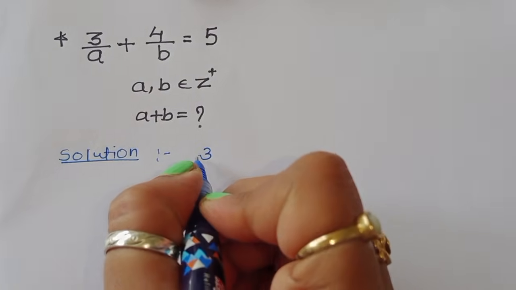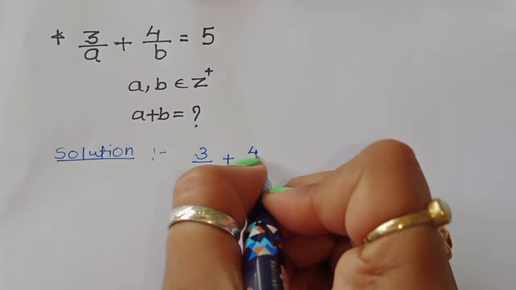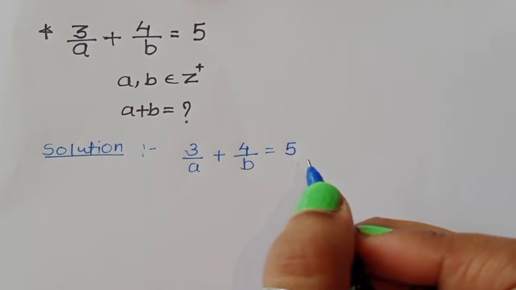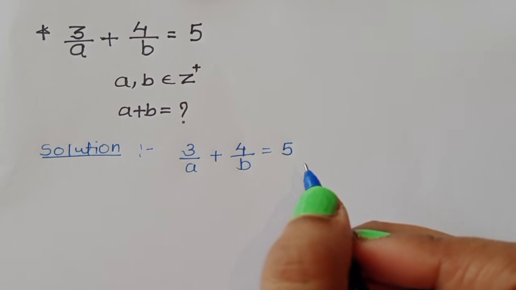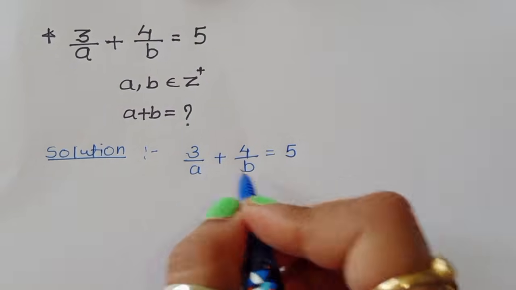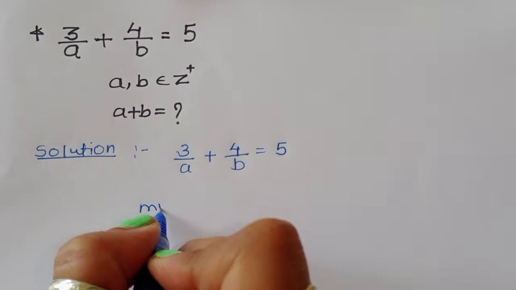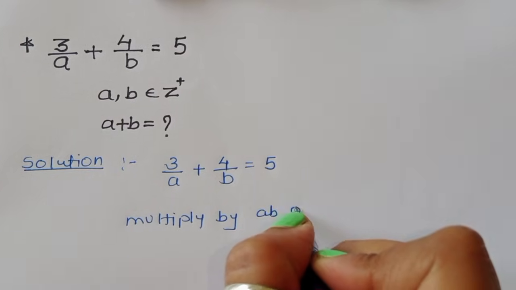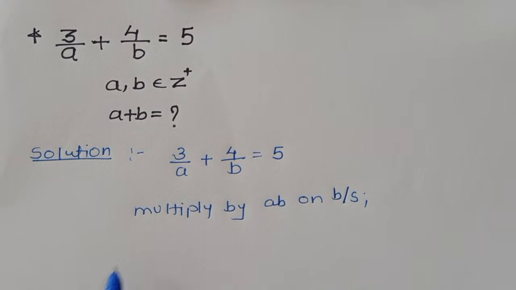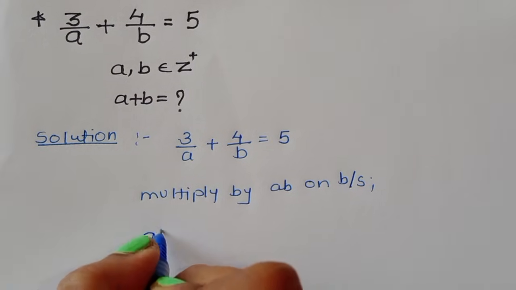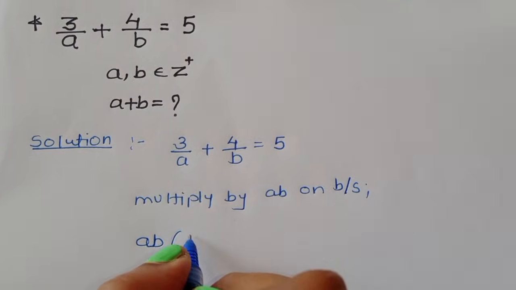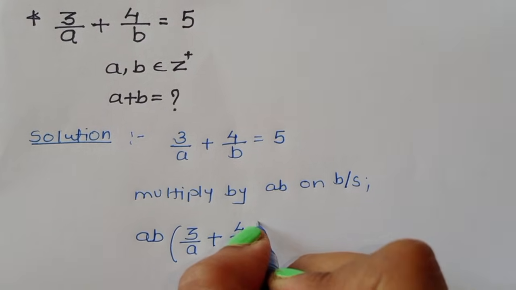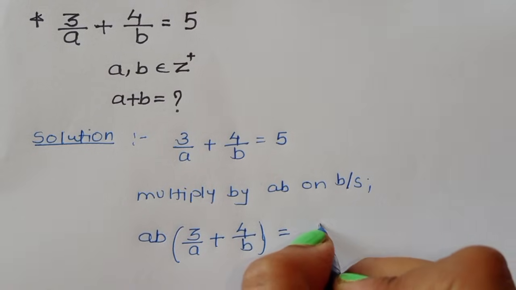3 upon a plus 4 upon b is equal to 5. This is the question. So we can do one thing here, we can multiply by ab on both sides. Multiplying by ab on both sides, we will get ab times 3 upon a plus 4 upon b equal to 5 times ab.